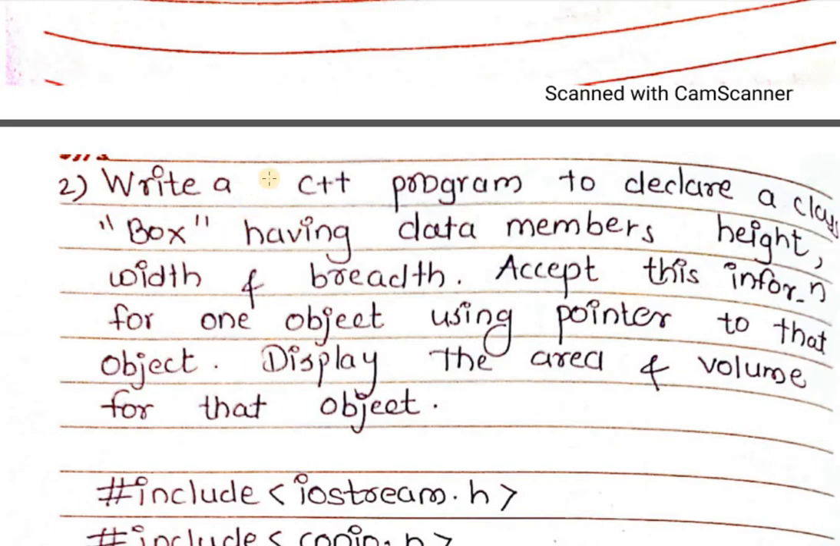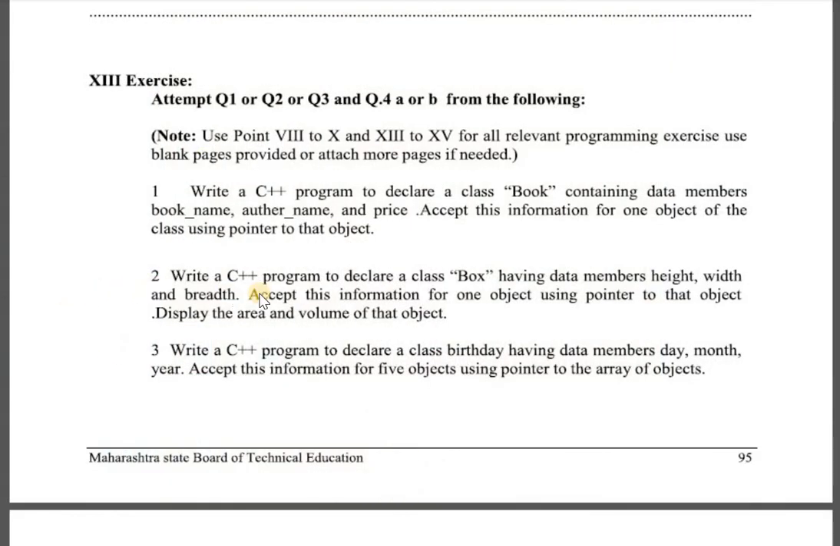Now the second program in the exercise: write a C++ program to declare a class box. Here you want to create one class, that is box, having data members height, width and breadth. Here you want to specify three data members, that is height, width and breadth. Accept this information for one object using pointer to object and display the area and volume of the object.